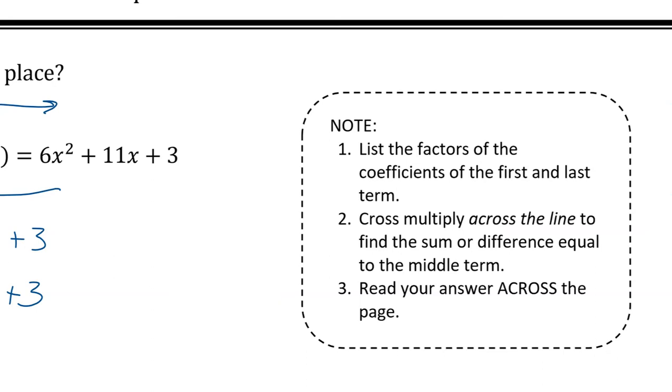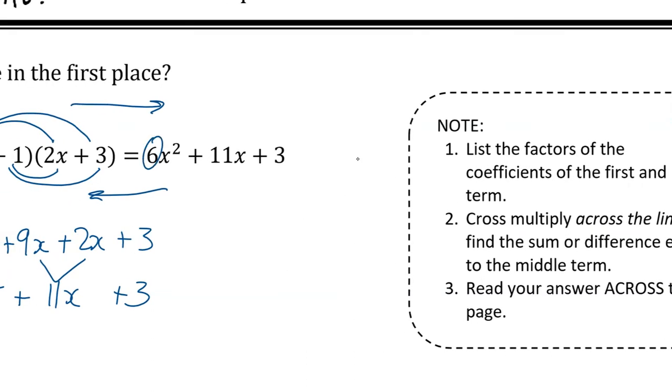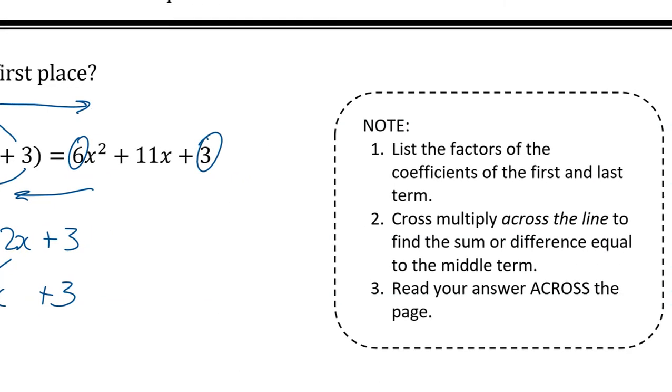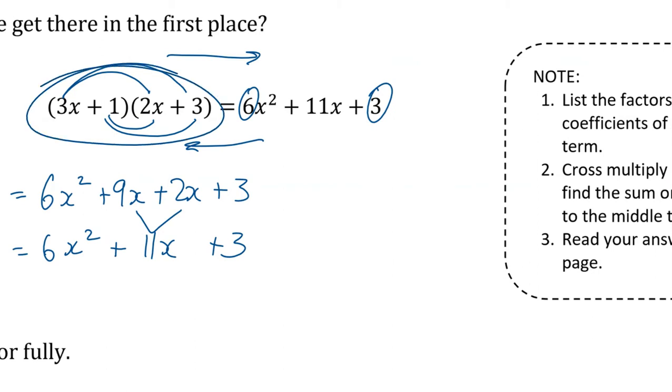List the factors of the coefficients of the first and last term. So we're talking about those. And we're going to list them in a specific way. And then we're going to put a line between them, right? And then cross multiply. So pick a pair on one side and a pair on another side. Multiply the top by the bottom and then the bottom by the top. You're going to add them or subtract them depending on what the signs are like. And then we have to know how to read our answer. When we find the pairs, we read it across the page and put them into brackets, because we are going to have an answer that looks like that. 2 sets of brackets, 2 binomials.